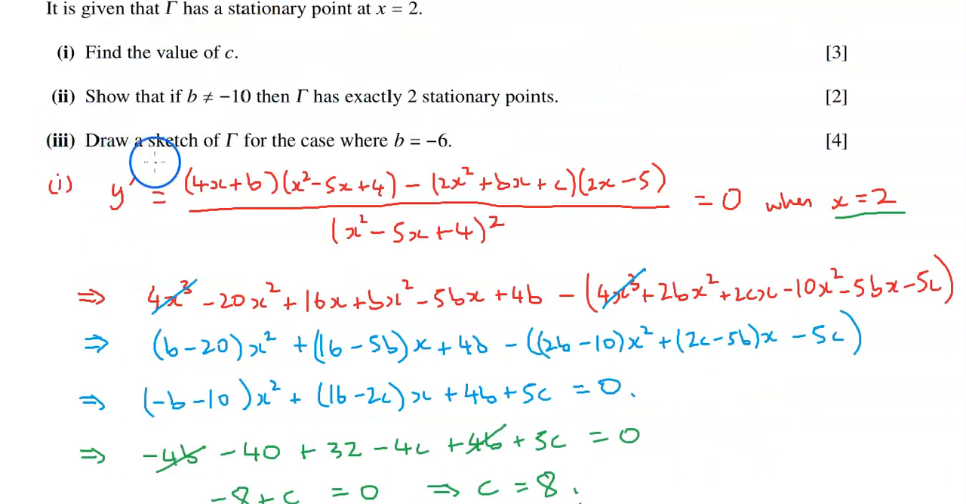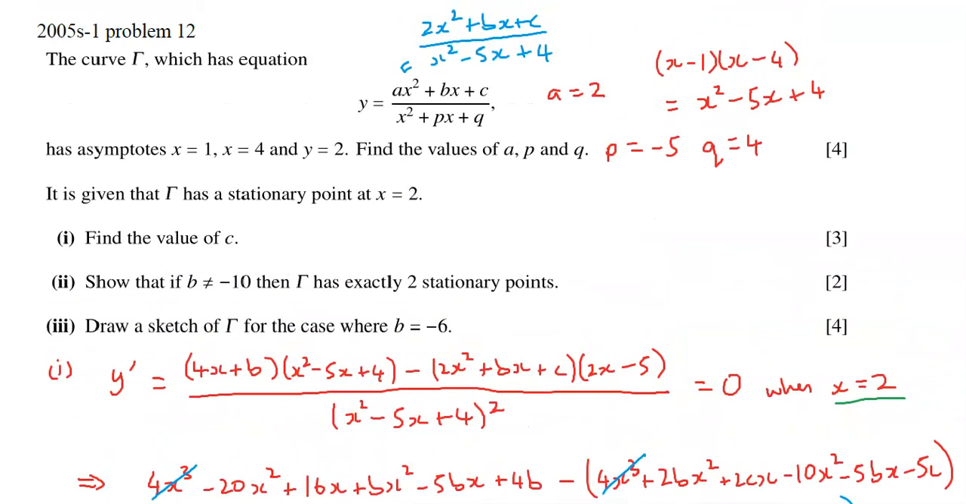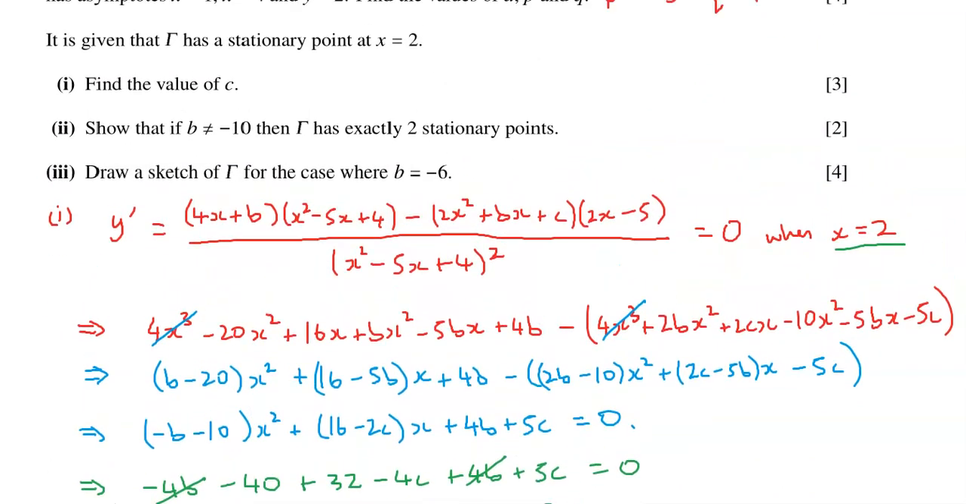And part III asks us to draw a sketch of the curve in the case where b equals negative 6. So just a reminder, we found that c was equal to 8.